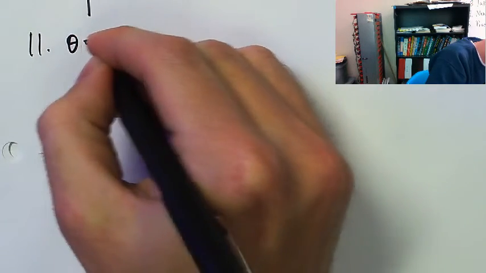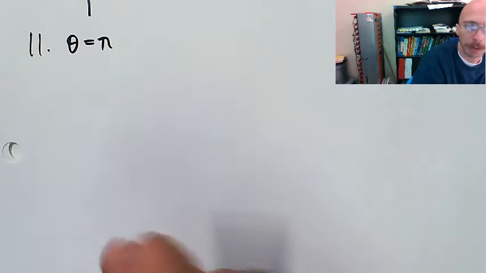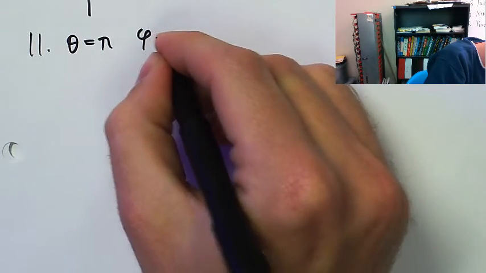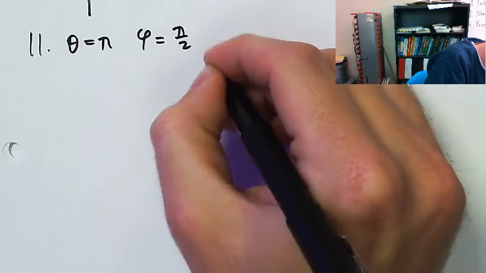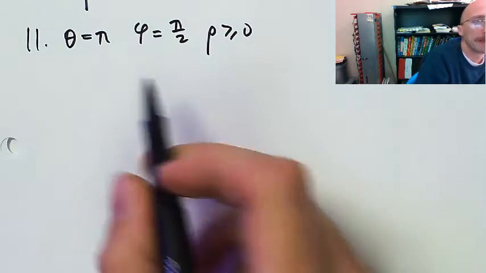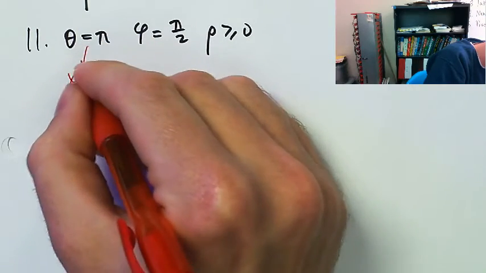11. Theta equals pi. Okay, so that's also on the x-axis. Phi equals pi over 2, rho is greater than or equal to 0. This is not very different, but that's okay. Theta equals pi, that means we are on the x-axis.